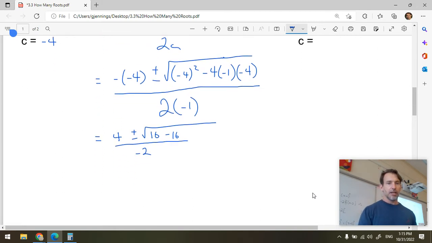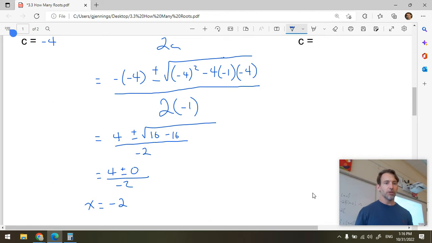Okay. Now, 16 minus 16, well, that's just 0. So this is equal to 4 plus or minus 0 all over minus 2. If I add and subtract 0 from something, it doesn't change. I'm 42 plus or minus 0 years old. Strange way of saying my age, but it's true. And so this is just the number negative 2. 4 divided by negative 2 is negative 2.